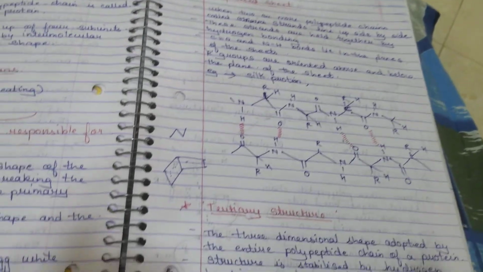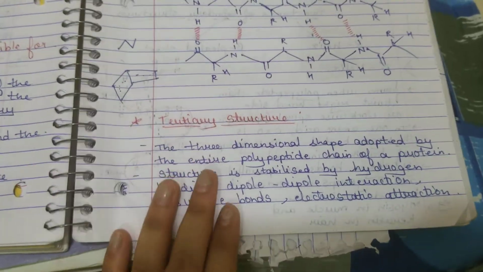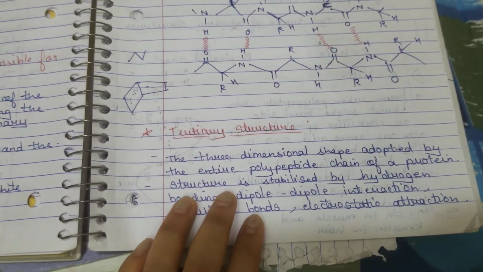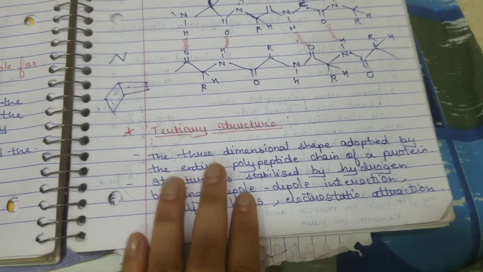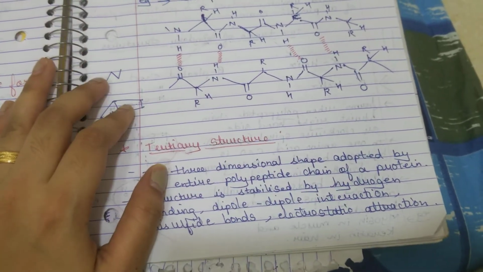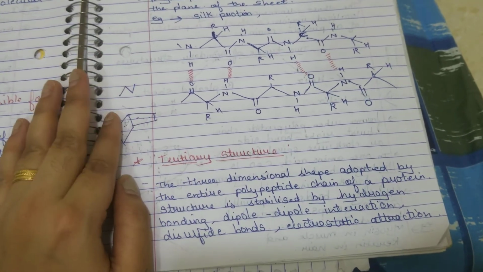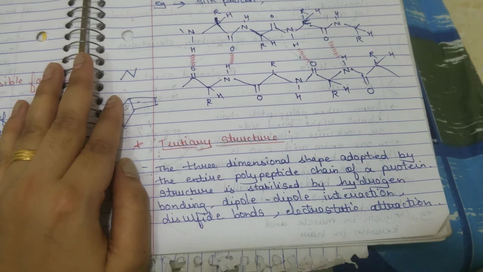Okay, now we move on to the next one, that is tertiary structure. In tertiary structure you don't have to write much, you just have to elaborate the three-dimensional shape. By this time, the secondary structure is classified into two types: one is the alpha helix and the other is the beta pleated sheet.